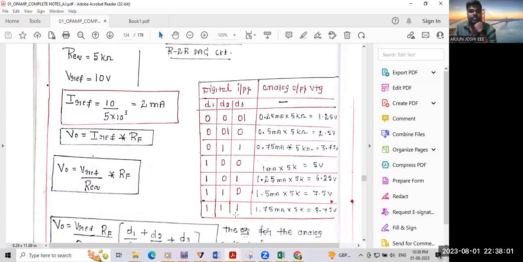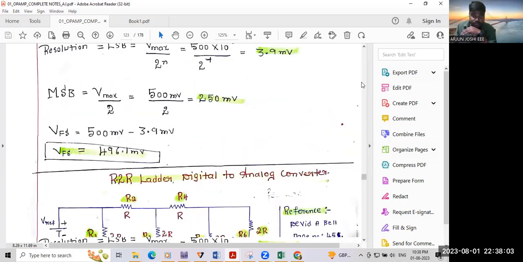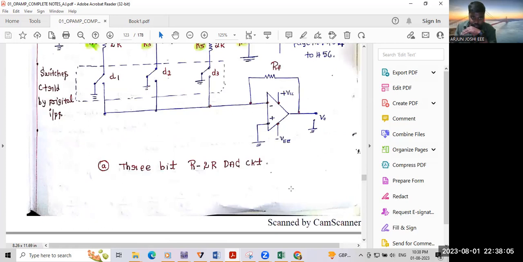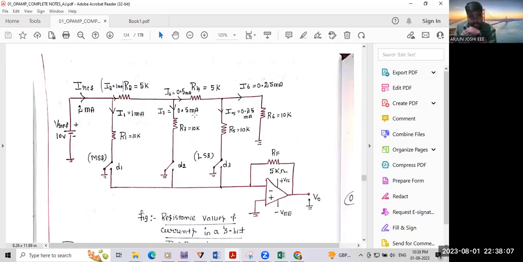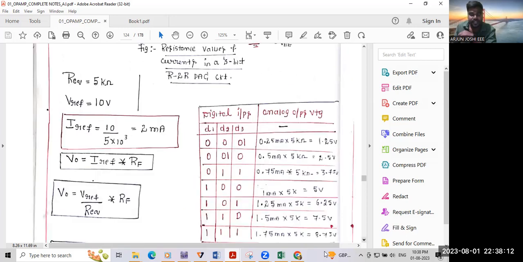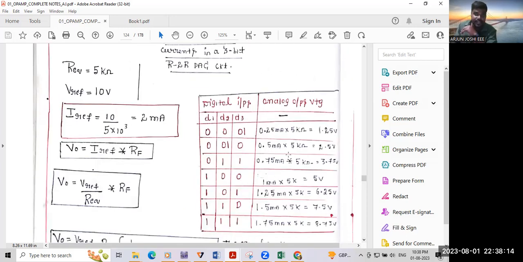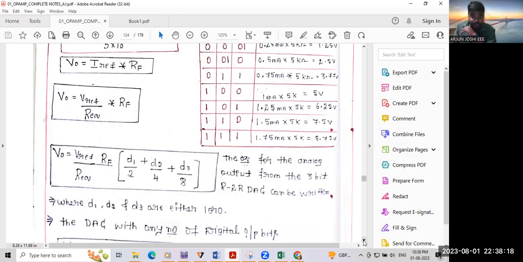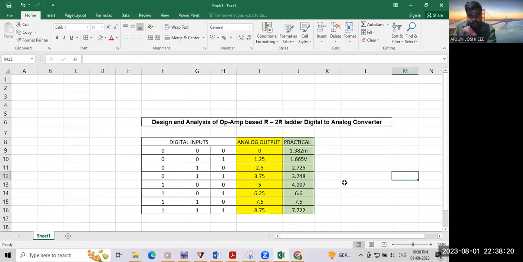Next one, last one, triple one. Triple one means all the switches are closed. 1 plus 0.5 plus 0.25 is 1.75, into 5, that is 8.75. This is the theoretical value. How should we check the practical value? This yellow color is the theoretical value.